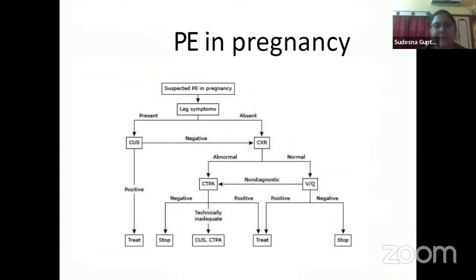As we can see, if I'm suspecting PE, I can go with the leg symptoms and do a compression ultrasound. If it's positive, I should go ahead and treat. If it's negative, a chest X-ray can be done, and then, if the patient is pregnant, I can go ahead with the VQ scan. After delivery, PE is very likely, mostly after the delivery of the baby, so in such scenarios I can go ahead with chest X-ray and CTPA.